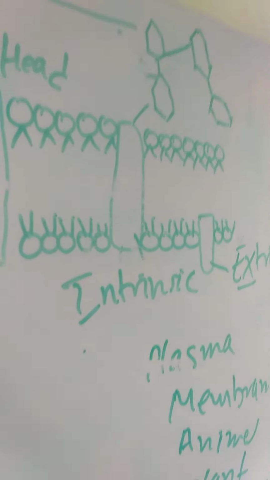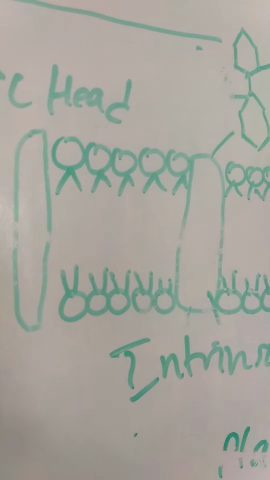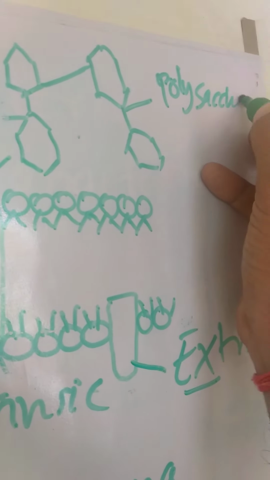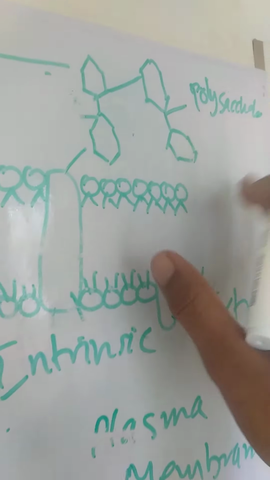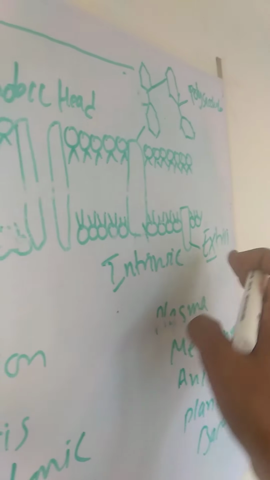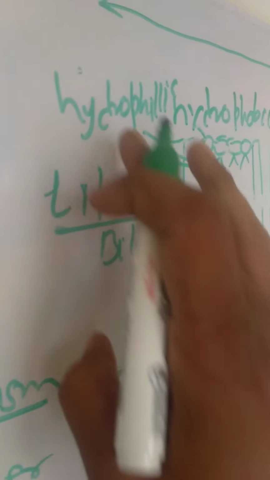One more thing, one more biomolecule I have drawn for you, that is polysaccharide. Polysaccharide, you know, that is carbohydrate. So a carbohydrate source is there. Means the plasma membrane contains polysaccharide, intrinsic and extrinsic protein, as well as the lipid bilayer.